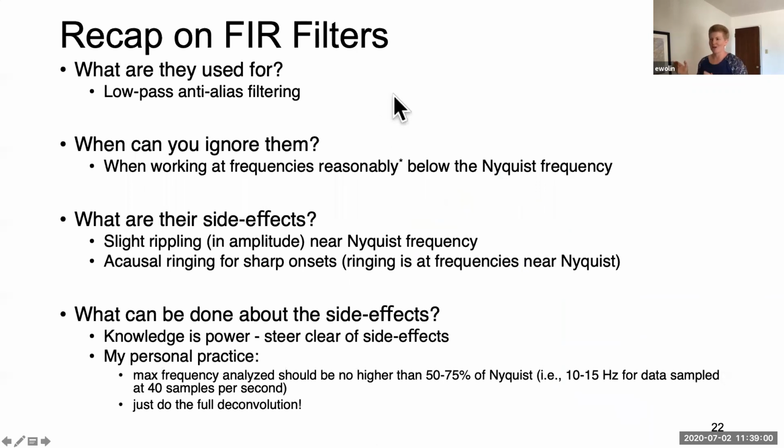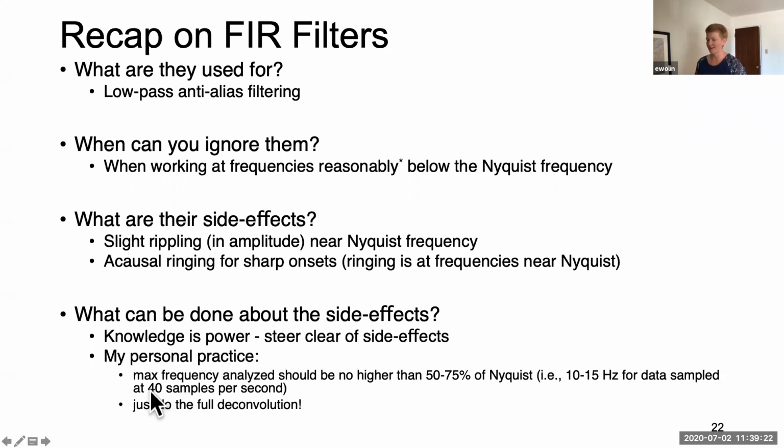So that's my little aside about finite impulse response filters. These are related to digitization. Very often you can ignore them. My personal rule of thumb is that the highest frequency that I should be working with shouldn't be any higher than 50 to 75% of the Nyquist frequency.